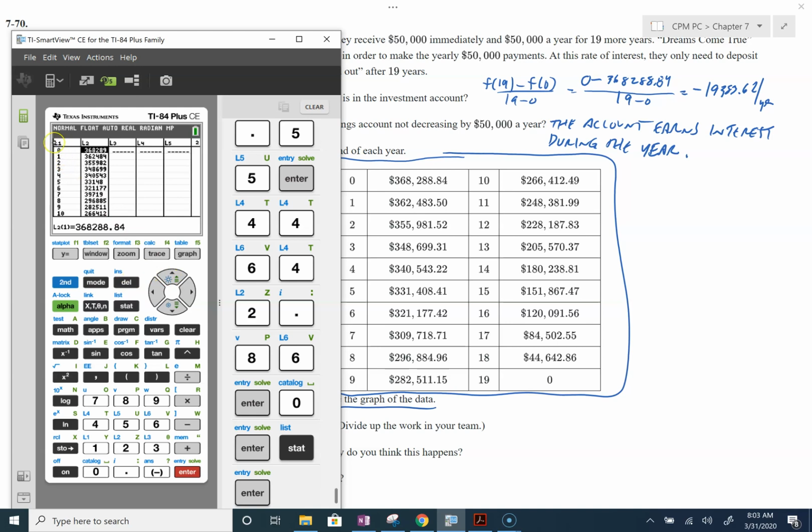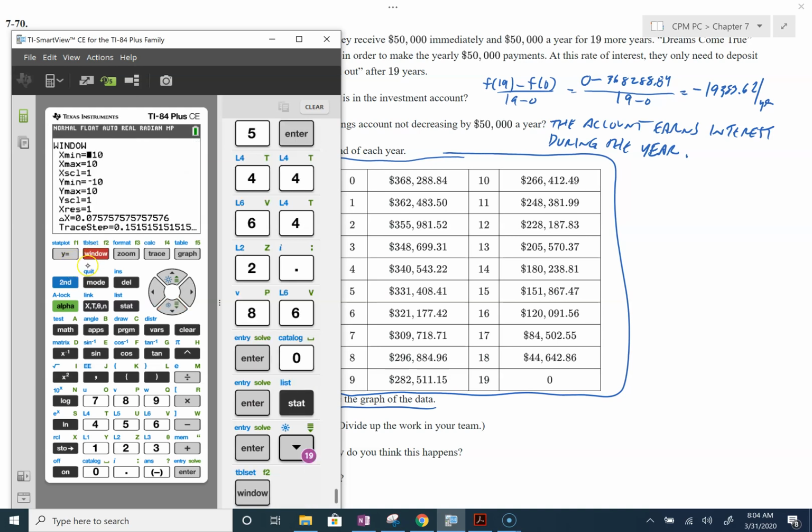And so then put the numbers 1 through 19 in list 1, those will be your X values, and the dollar amounts starting with $368,288.84 in list 2. So I've got all the values in there already. And then once you have all the values in there, we want to create a scatter plot.